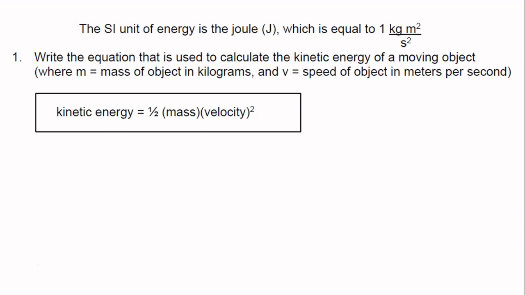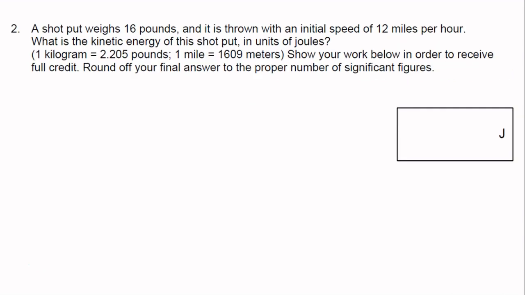Now in number 2, we have to calculate the kinetic energy of a shot put that has a mass of 16 pounds and an initial speed of 12 miles per hour. Let's convert pounds into kilograms using the conversion factor. So we're going to divide by 2.205, going from pounds to kilograms. We get 7.256 kilograms. I'm not going to round that off just yet because I'm not done.